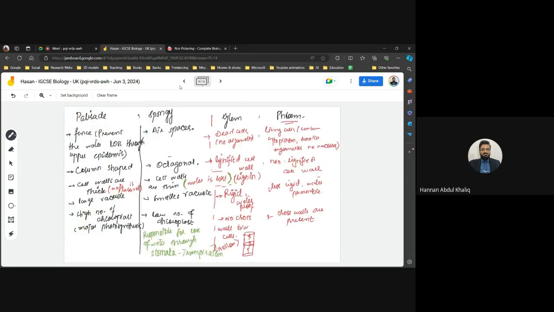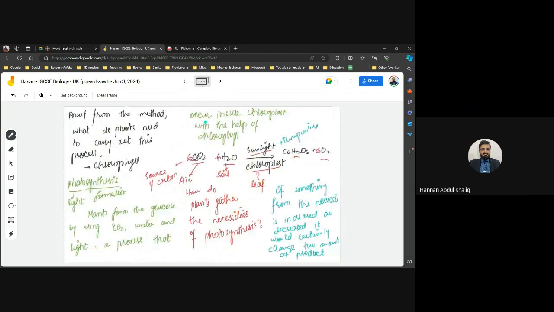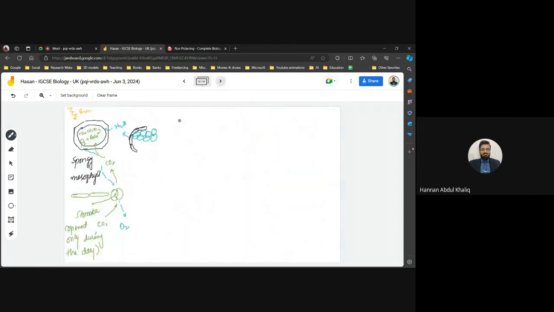Now, we wrote a very particular sentence. We said that if something from the necessities is increased or decreased, it would certainly change the amount of product. Now, anything that can change the rate of reaction is called a limiting factor. I guess you knew this already.